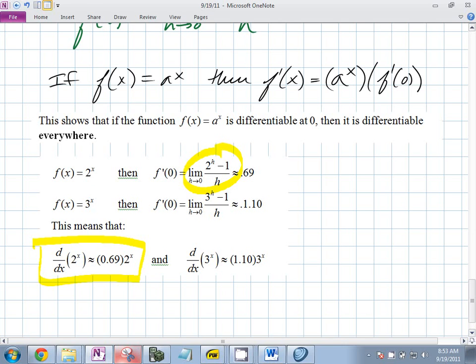No. So are we satiated? What does satiated mean? Satisfied. Are we satisfied? No, we're not satisfied. We would like an exact answer to this mess.